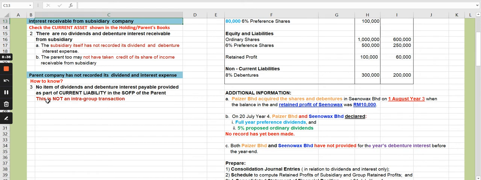And bear in mind, and please remember, this is not an intra-group transaction. This is just the dividend being declared by the parent, and no one is acquiring the parent, and there is no intra-group transaction. The parent is declaring that for its owner, or for the shareholder, or for the debenture holder, if there are any dividends being declared or debenture interest payable being provided for. So we have that information.